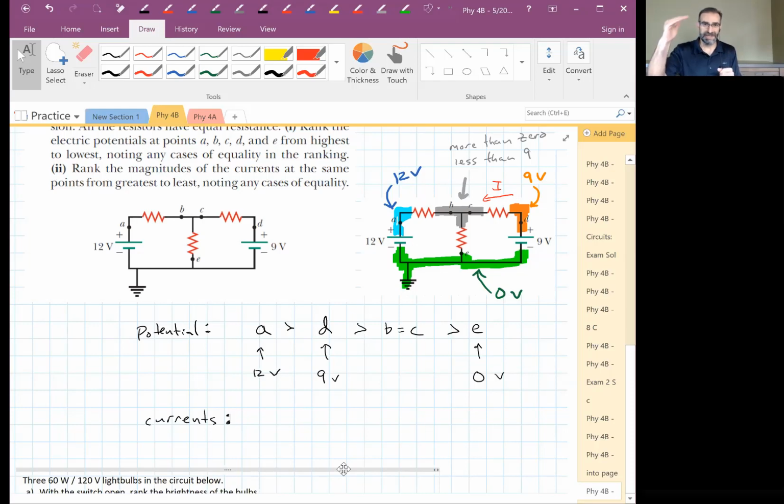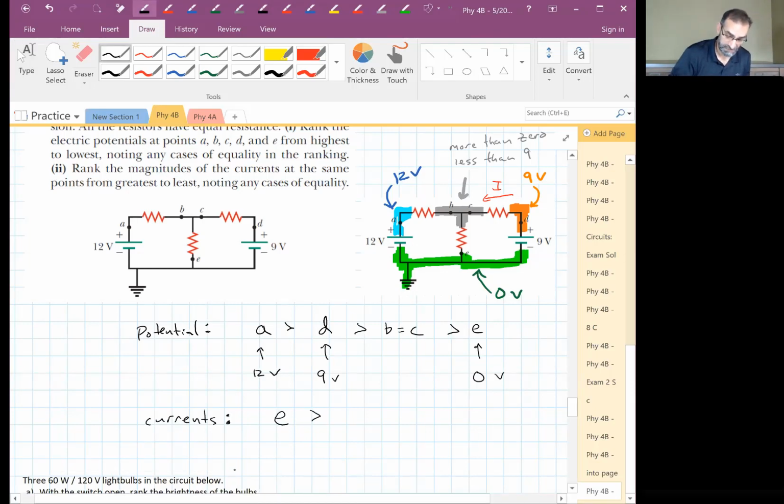We got a 12-volt battery pushing current this way. We've got a 9-volt battery pushing current this way. 12-volt battery, 9-volt battery. Where does all that current go? Through point E. The 12-volt battery's current, the 9-volt battery current, it comes together and it all goes through point E. Point E sees all the current. It has to be the most.